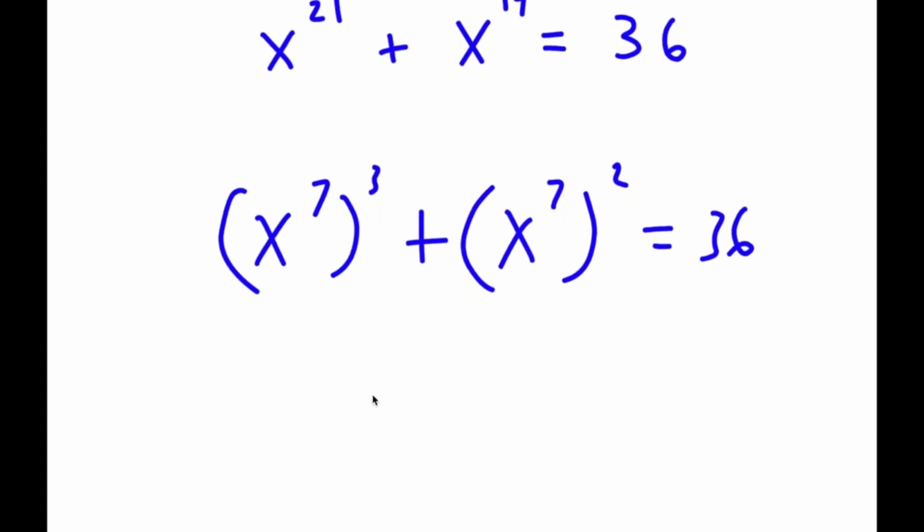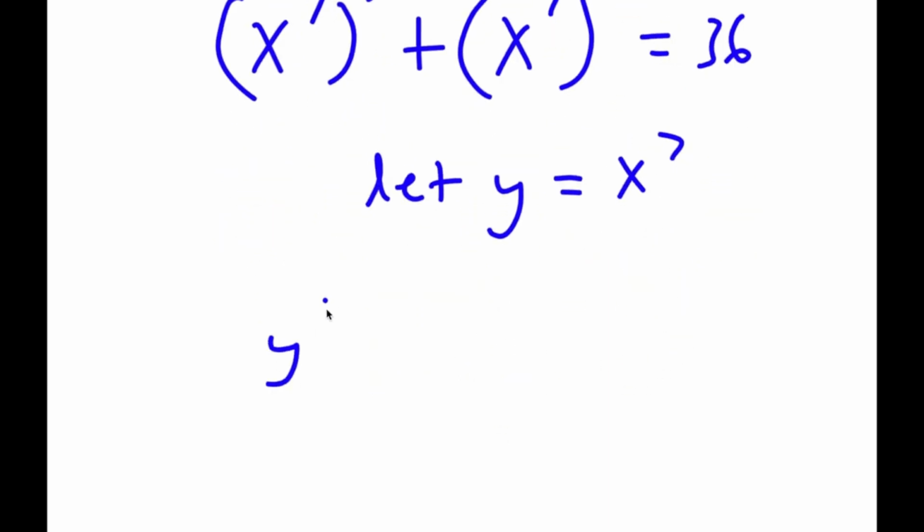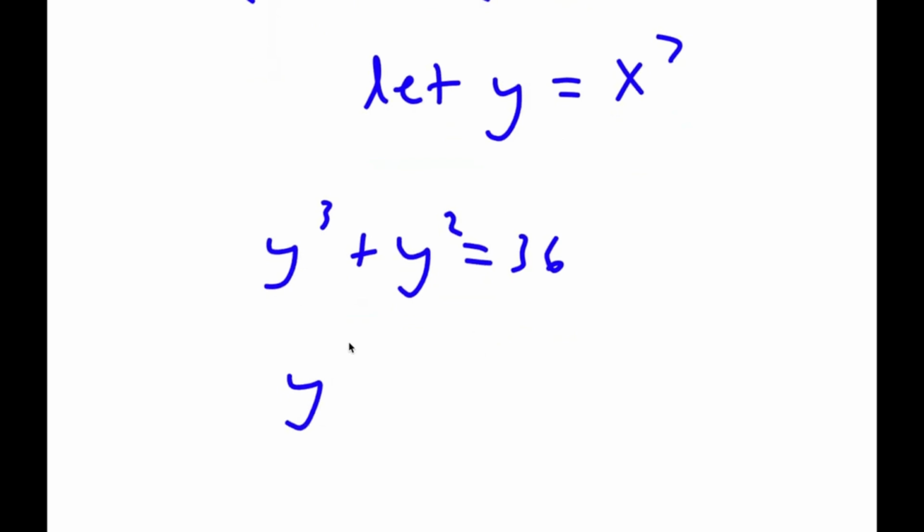And now I'm going to let the variable y equal x to the power of 7. So now I have y to the power of 3 plus y to the power of 2 is equal to 36. Now if I subtract 36 on both sides, I get y to the power of 3 plus y to the power of 2 minus 36 is equal to 0.